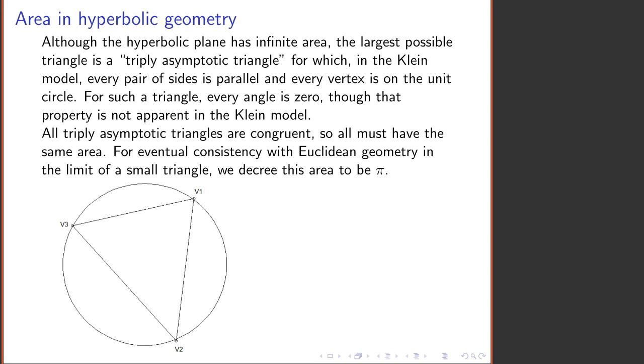any two triangles that satisfy equal angles are not merely similar, they're congruent. So that means all triply asymptotic triangles are congruent, and therefore they all have to have the same area. I'm going to decree this area to be pi, and my justification will be that when I work out the area of a small hyperbolic triangle, the area will agree with its Euclidean area.